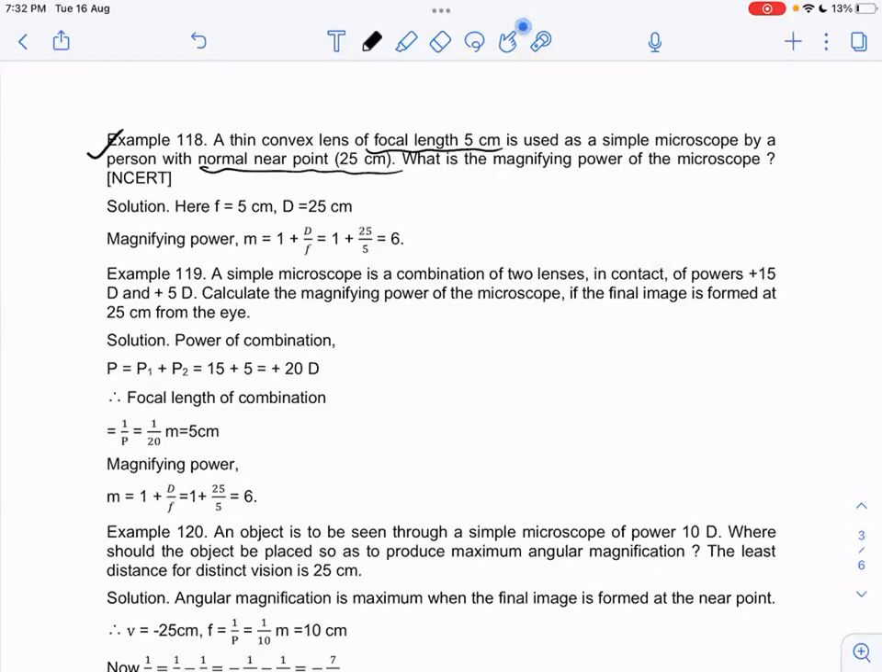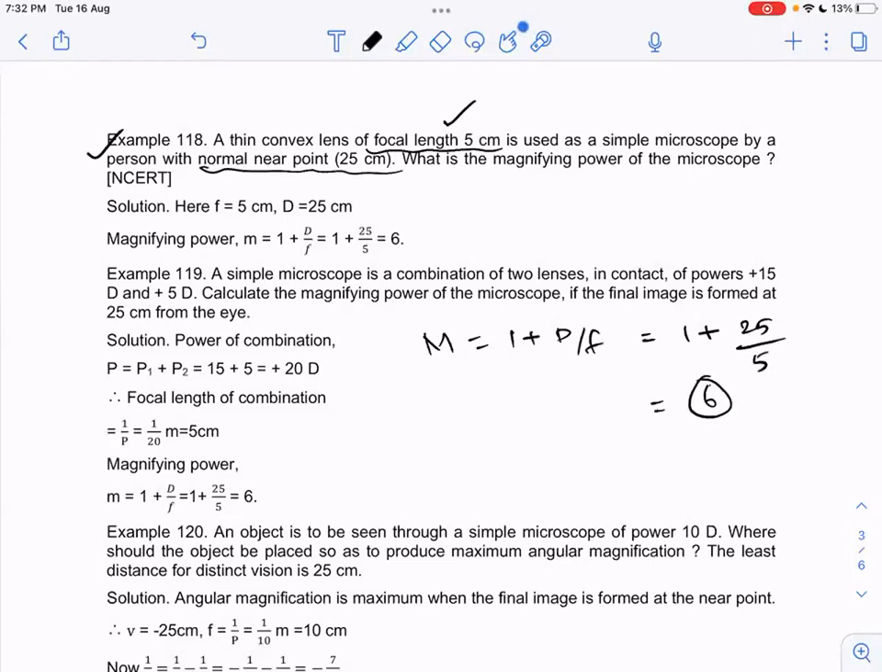So there is a thin convex lens of focal length 5 centimeter, which is used as a simple microscope by a person with normal near point. What is the magnifying power of the microscope? So magnifying power is 1 plus D by f. 1 plus D is how much? 25 divided by focal length, which is 5. So that is going to be 6.